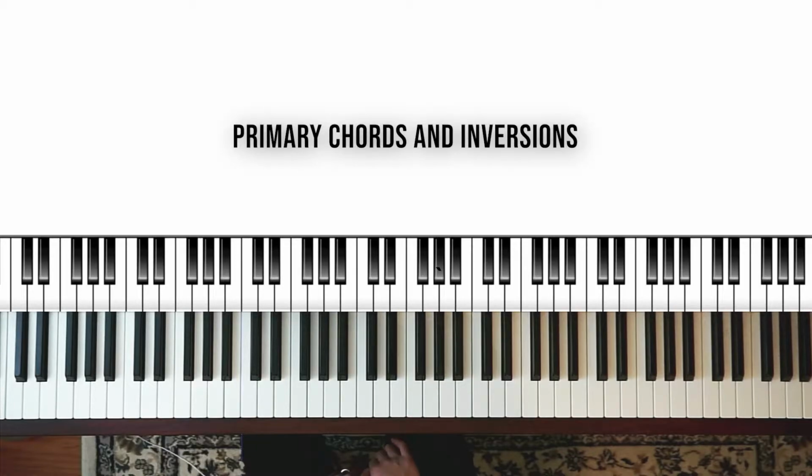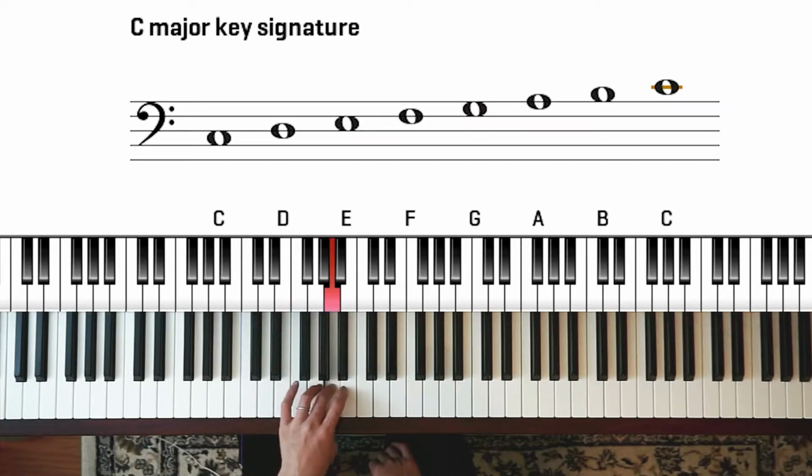Hi everyone! Today we're going to dive a little bit deeper into music theory and talk about the primary chords and inversions. We'll be using C major as the example again. If you remember from the last video, a C major scale is C, D, E, F, G, A, B, C.